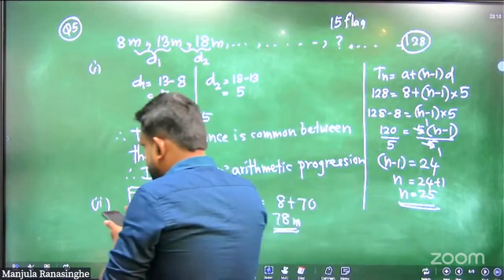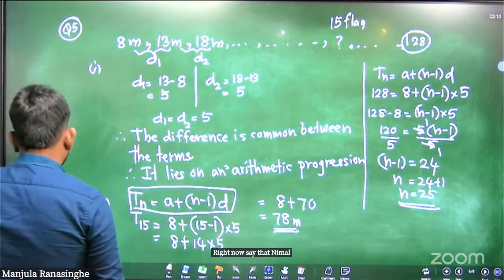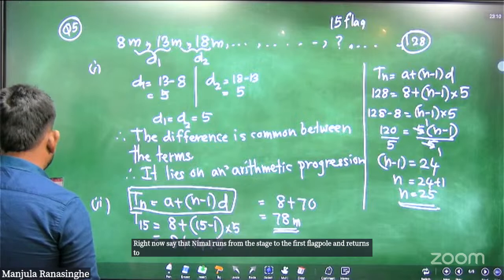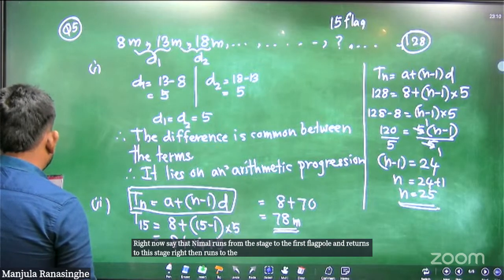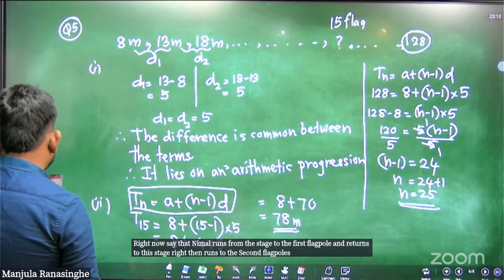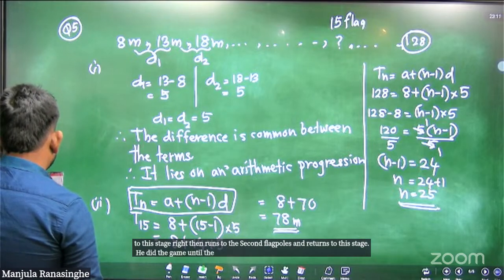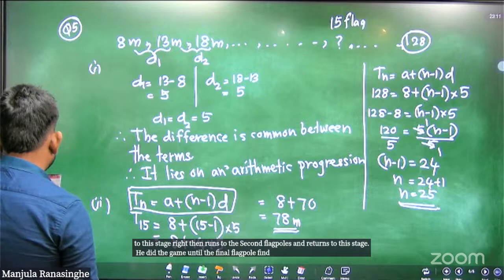Right, now say that Nimal runs from the stage to the first flagpole and returns to the stage. Then he runs to the second flagpole and returns to the stage. He does the same until the final flagpole. Find the total distance that Nimal ran.